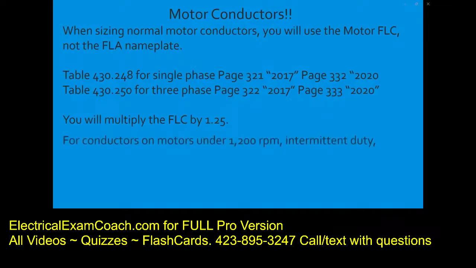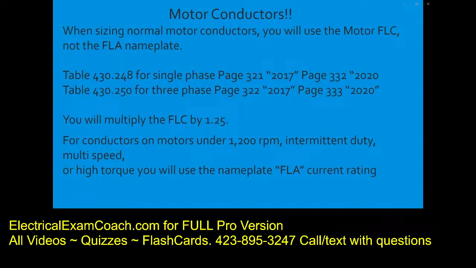For conductors on motors that are under 1200 RPM, that are intermittent duty, multi-speed, or high torque, you're actually going to use the nameplate FLA current rating. And for each one of these, there's going to be individual rules that apply. I'm only going to teach you in our lesson the ones that you're probably going to be tested on, okay?